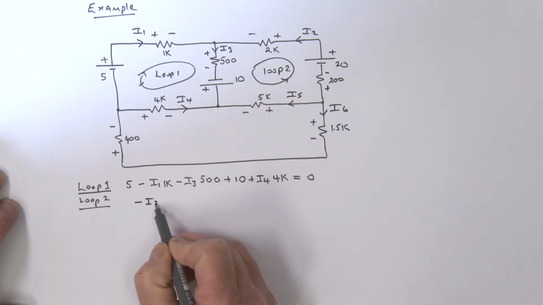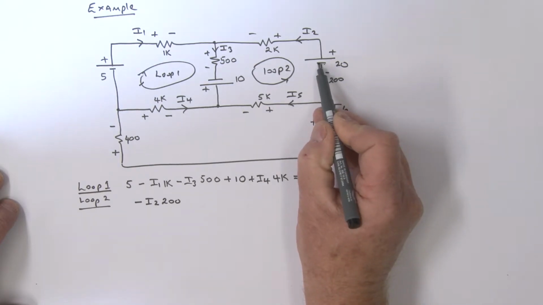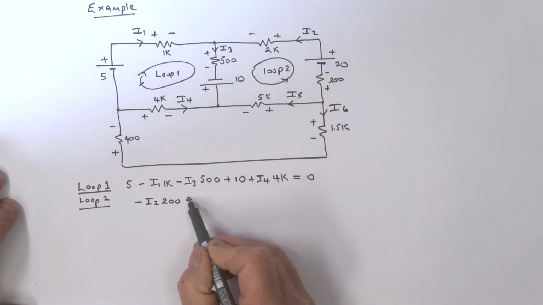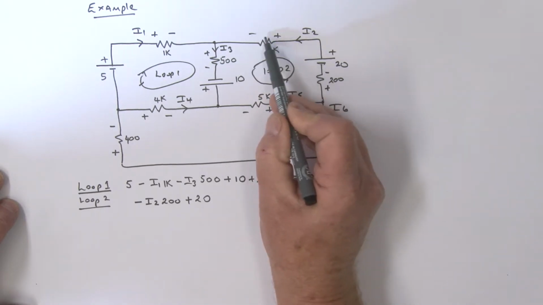That is an I2 times 200, isn't it? Yep. Then we go from a minus to a plus, so that is a plus 20. Coming on round, that is a plus to a minus. Again, it's falling, isn't it?